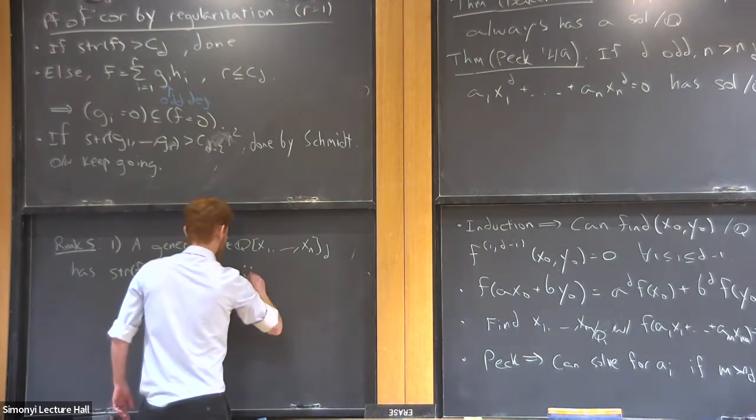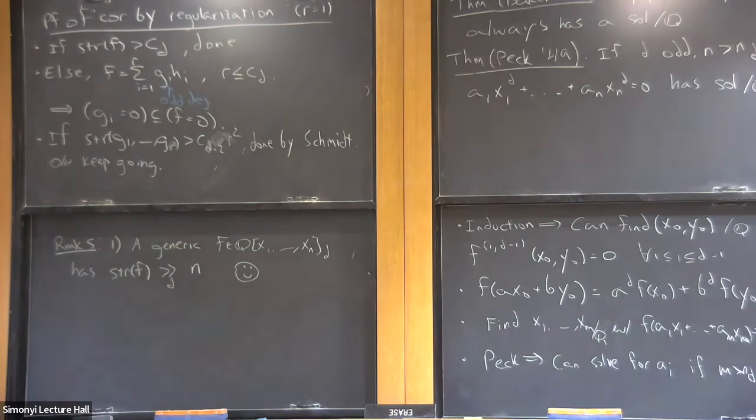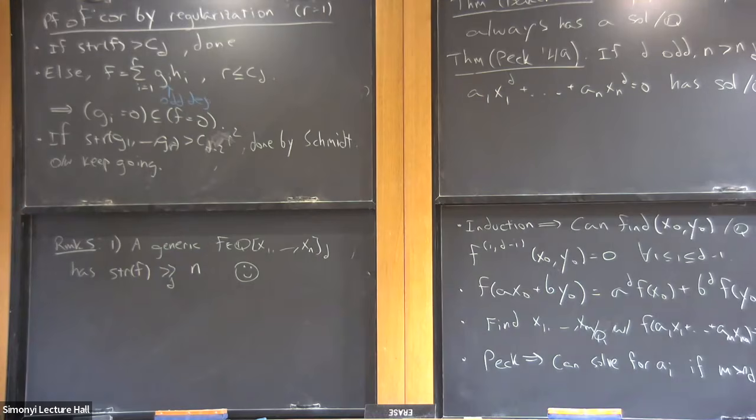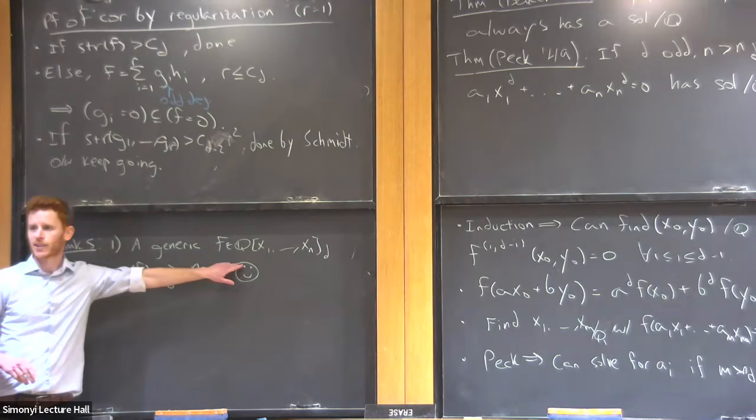Again, this is a philosophical remark, but on the philosophical level, we're much happier. Generic means Zariski dense. Yeah, it's open dense. Yeah, because this is just the dimension count.